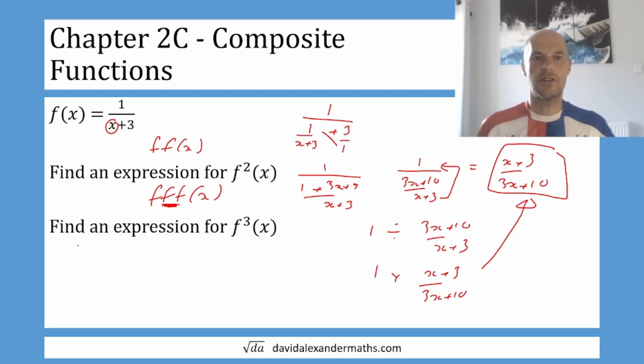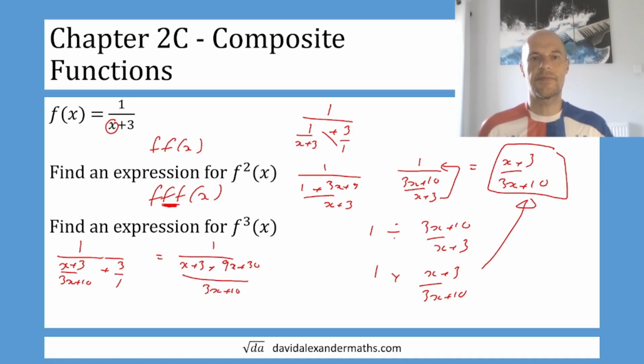Okay, so I might run out a bit of space here, so I'm going to replace the x of 1 over x plus 3 with a whole of x plus 3 over 3x plus 10, and then plus that 3 again, which is 3 over 1. Again, I'm going to cross multiply, so that's 1 over x plus 3 plus 3 lots of 3x plus 10, so that is 9x plus 30 all over 3x plus 10.